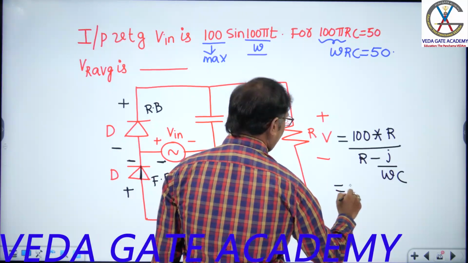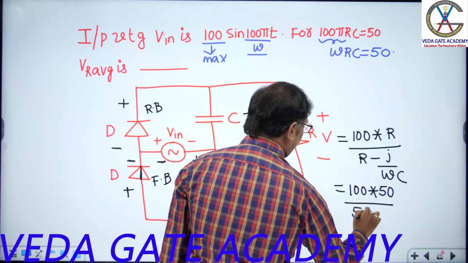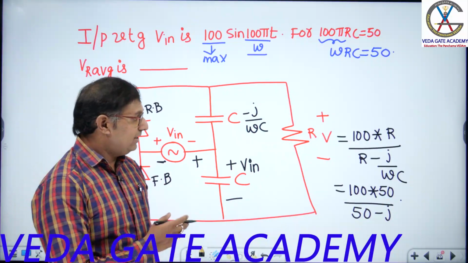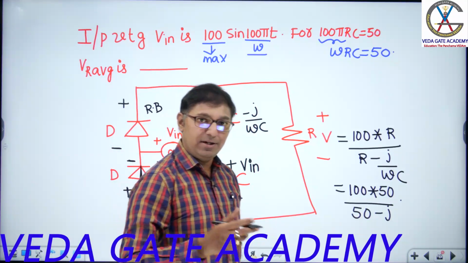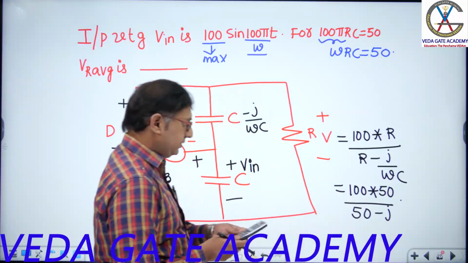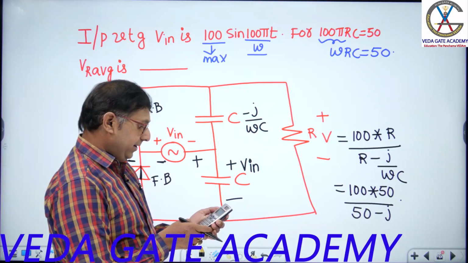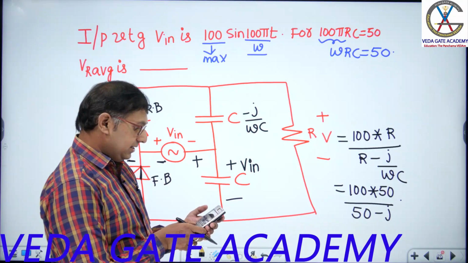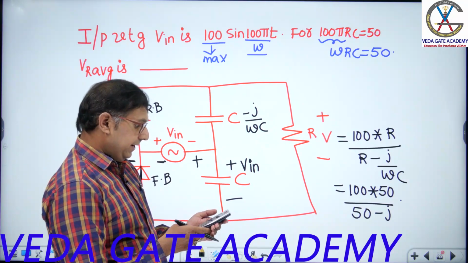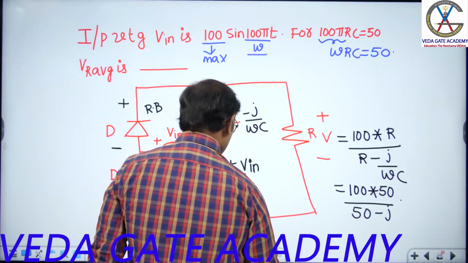So what will you get totally? 100 into the same, 50 by 50 minus j. These are the values you got in phasor form. That is in trigonometric form. On the calculator, mode 2, 5000 divided by 50 minus j, shift 2, 3. We get 99.98.